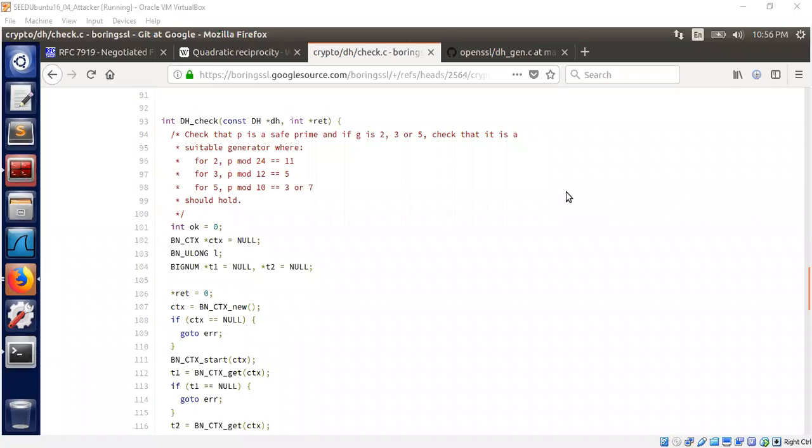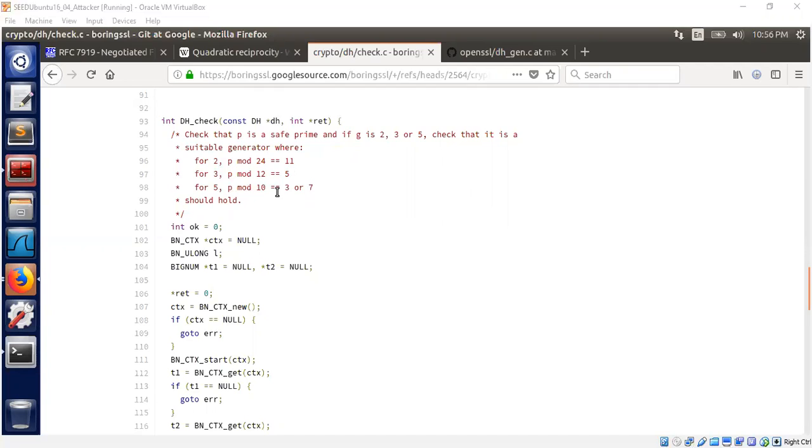We have been talking about how different implementations handle the DH parameters, like the group generator, and how they check whether it's a safe prime or is it a good generator and so on. Today I'm going to talk about one implementation-specific detail. I saw this in OpenSSL as well as in BoringSSL source code. In fact, my friend also shared this with me.